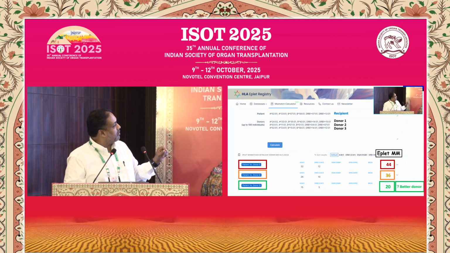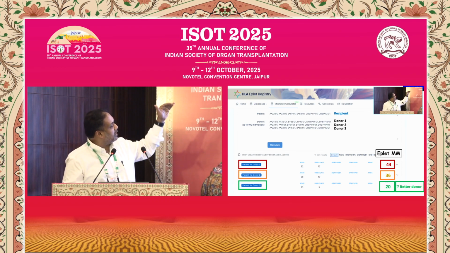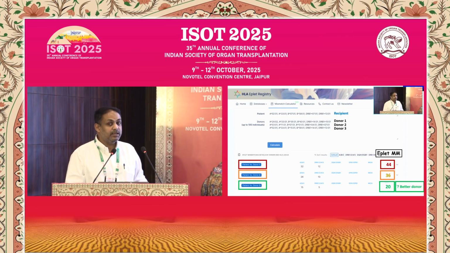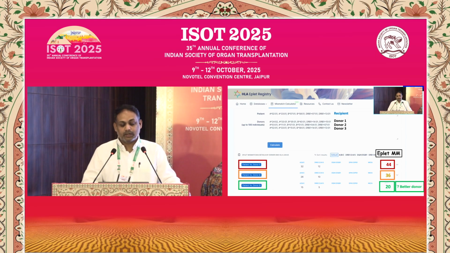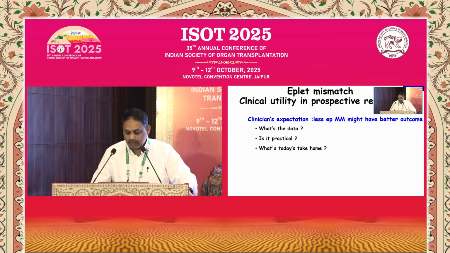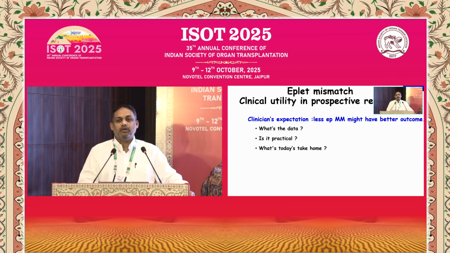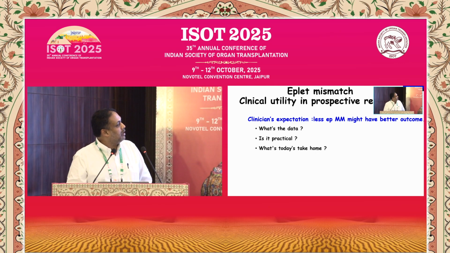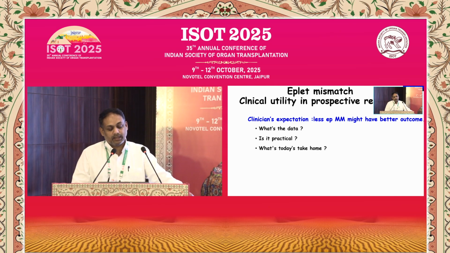So I have a recipient right now. This particular recipient's HLA has been run across 3 different donors, and I'm looking at the eplet mismatch. I find the third donor, with an eplet mismatch of 20, which I presume to be the better donor. But what is the data out there? Is it practical for a living donor transplant program in India? 90% of our transplants are living donors, and our average transplant age is between 30 and 40. So do we have the liberty of having multiple donors? Definitely no. So what's the take-home that we can have from the evidence we have right now?